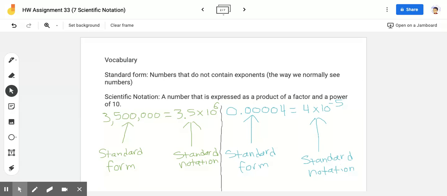Take a look at our number over here. We have 0.00004. That's the standard form. In scientific notation, this number can be seen as 4 times 10 to the negative fifth. Now notice our number is smaller than 1, so it's between 0 and 1. So it's 0.00. There's no whole number right here except for 0. So it's going to be a very, very small number. So we're going to denote it with a negative exponent. Okay? So keep that in mind as we go forward.